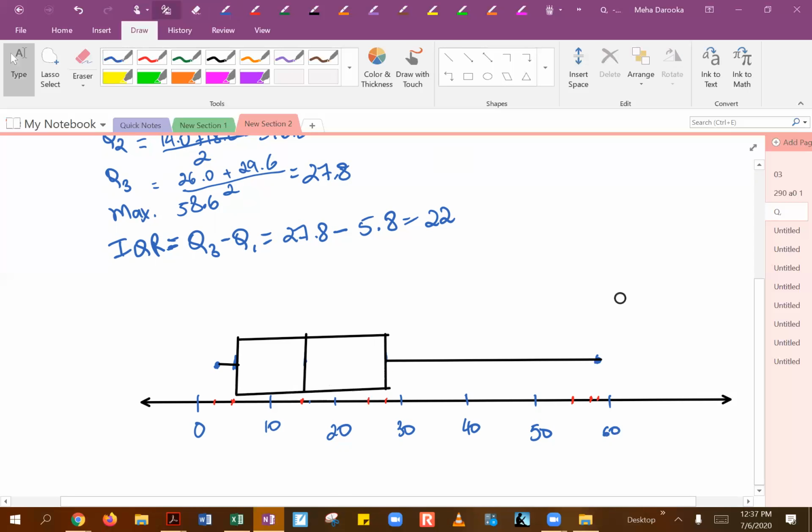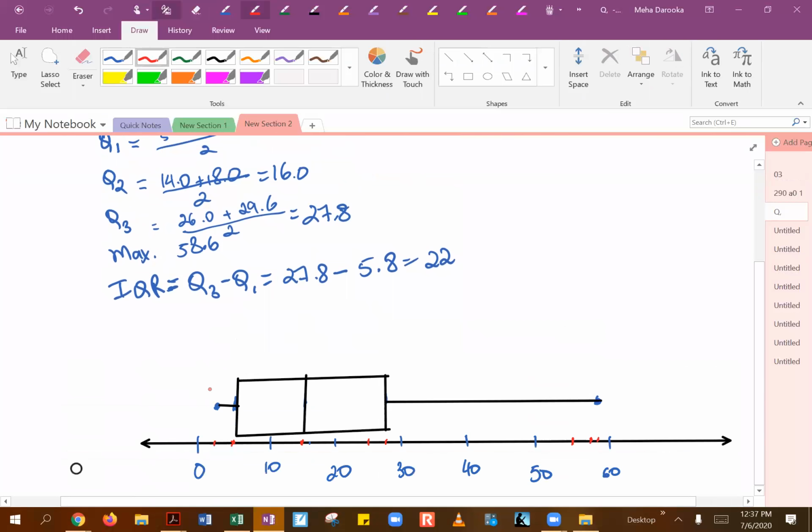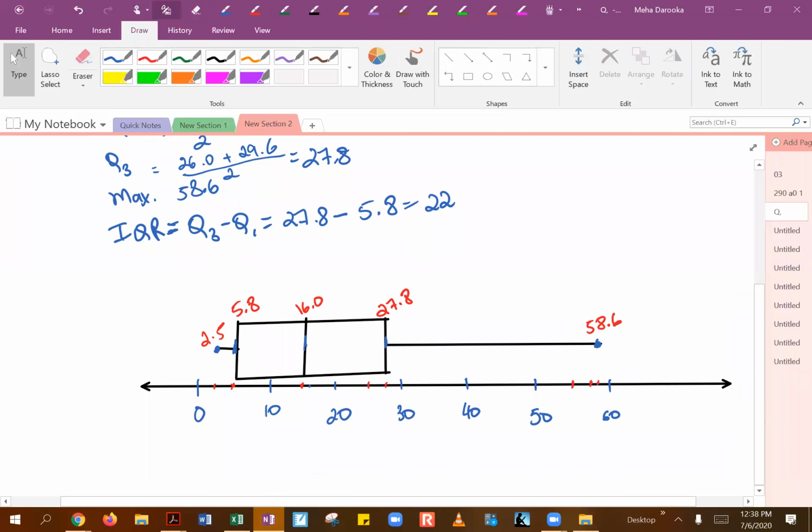Now, since these numbers are so unusual, as you can imagine, we will not be able to identify the numbers just by looking at our box plot. So it actually makes sense to go ahead and write all of these down. So our minimum was at 2.5. Quartile 1 was at 5.8. Quartile 2 is at 16.0. Quartile 3, 27.8. And then, of course, our maximum value was at 58.6. So it's definitely a good idea to label our points on this.